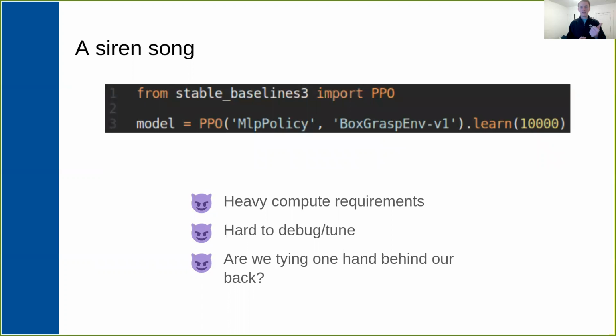The first is heavy computational requirements. The second is that these methods can be difficult to debug and tune. And the third is philosophical. I think we're tying one hand behind our back by ignoring the information in the gradient.